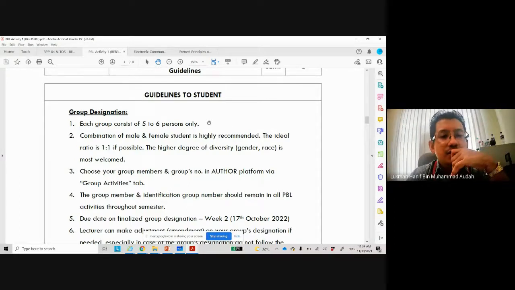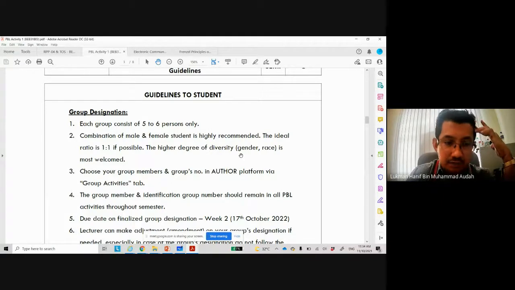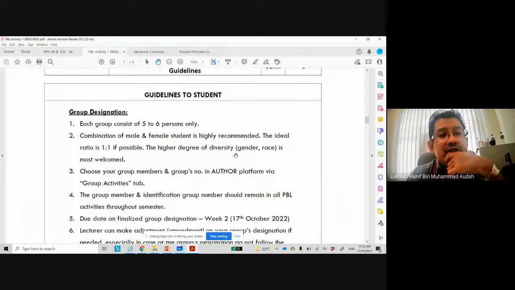Okay. Combination of male female student is highly recommended. Jangan ada yang lelaki sahaja, perempuan sahaja, ataupun Melayu sahaja, India sahaja, China sahaja. So perlu combine, bergabung menjadi satu grup yang terbaik. Okay, ini yang sangat digalakkan. So kita menggalakkan campur dalam satu grup.